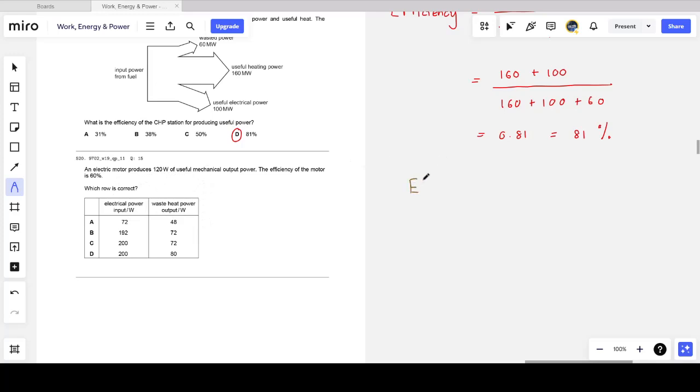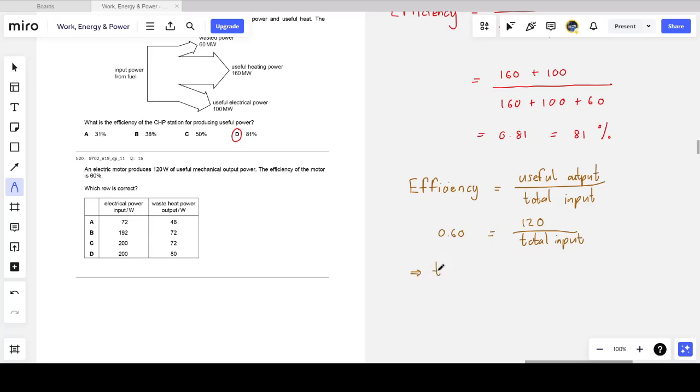Okay, so we need to calculate two things, but let's just go back to our equation for efficiency, because that's always going to save us. Efficiency is useful output. Again, obviously you're not going to write this equation down every time. If you remember it, that's great. You just need a calculator. Useful output over total input is efficiency. And so 0.6, the efficiency, 60%, is the useful output, 120 watts, divided by the total input, which I want to find.